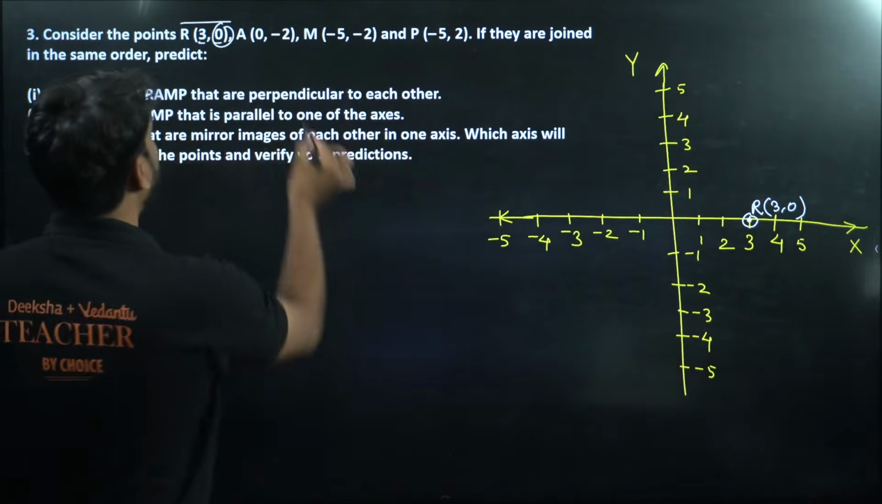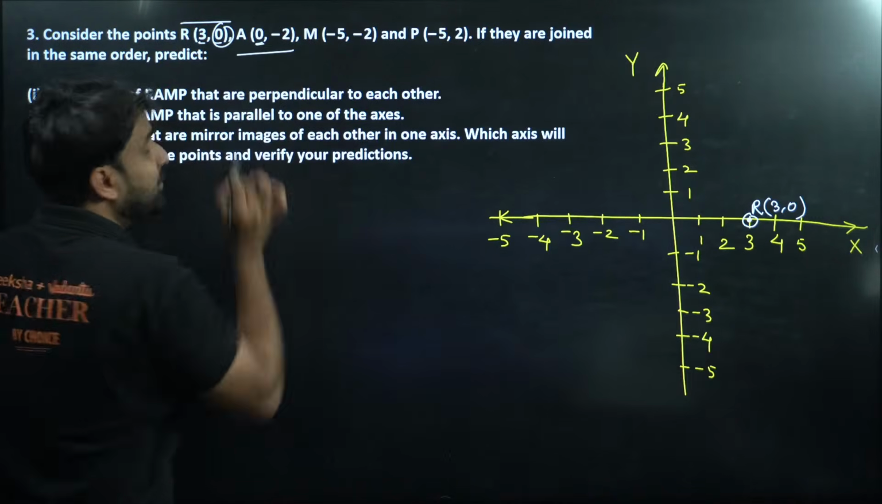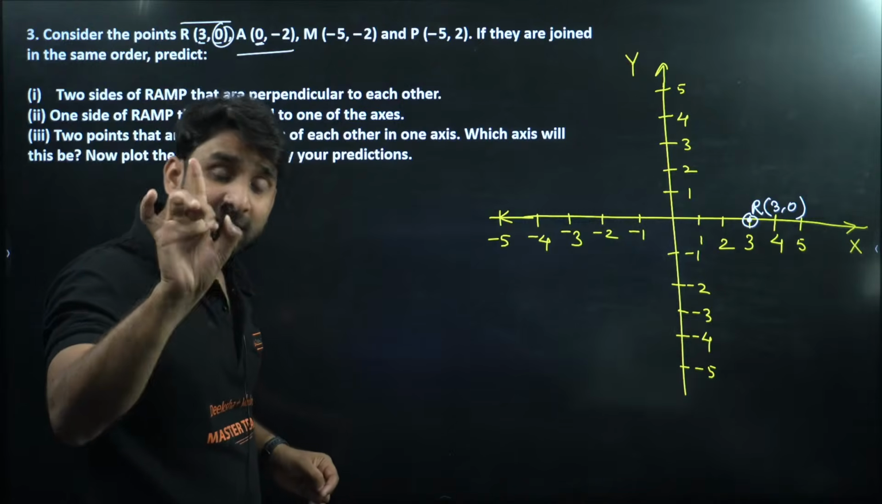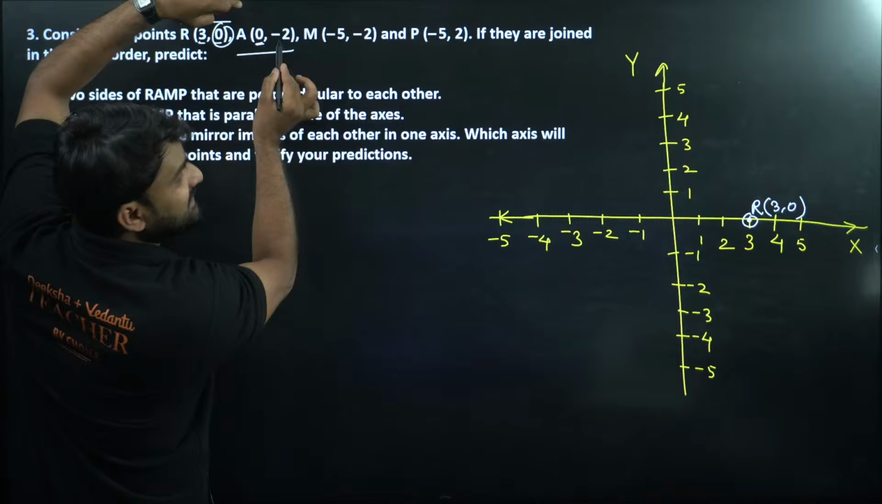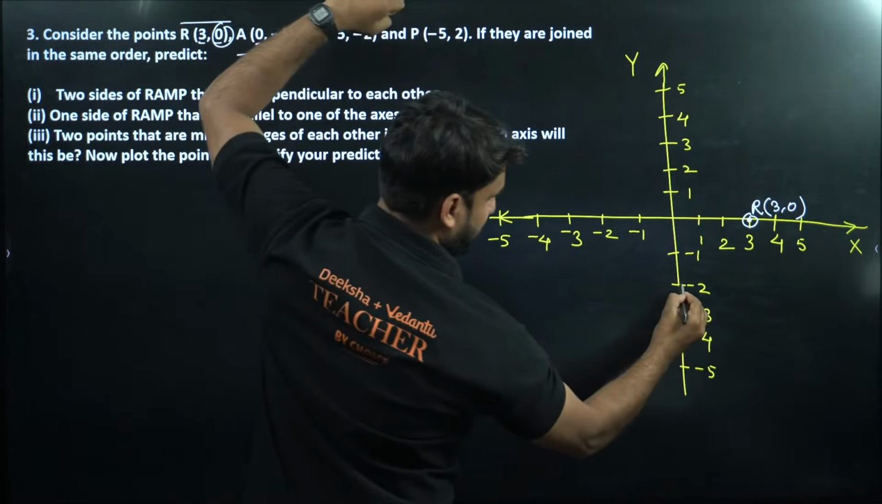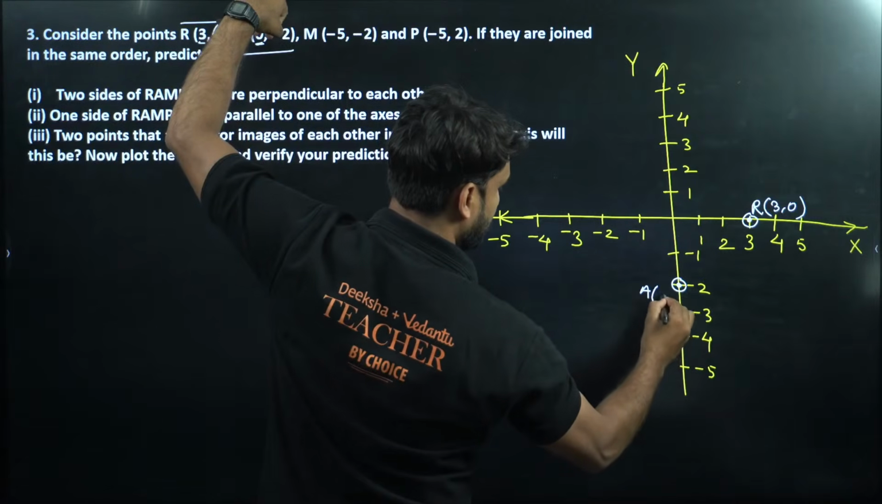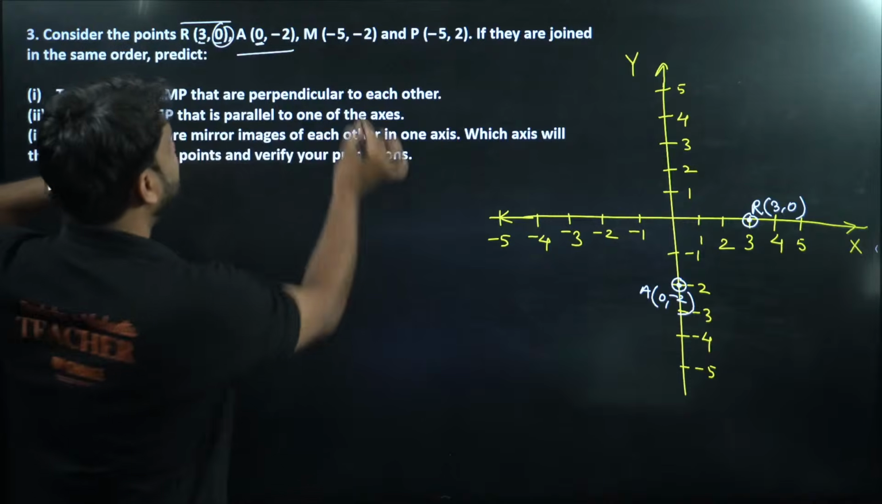Now the second point is A, (0, -2). Now the x coordinate is 0. What does it indicate? If the x coordinate is 0, it means that the point will lie on the y-axis. So x coordinate is 0, and y is negative. So this will be the point here. And what is the name of the coordinate? A. So A is (0, -2).